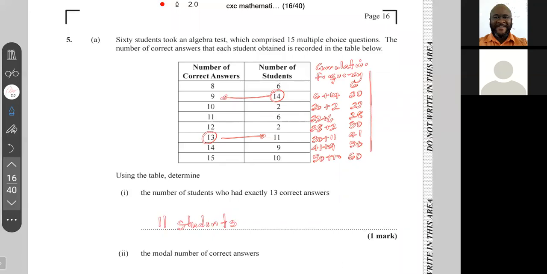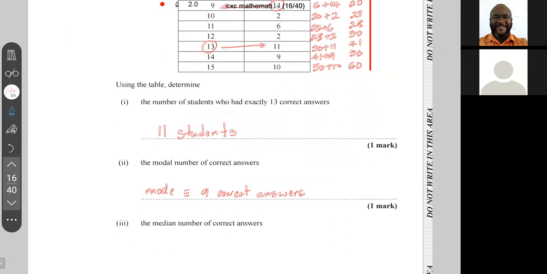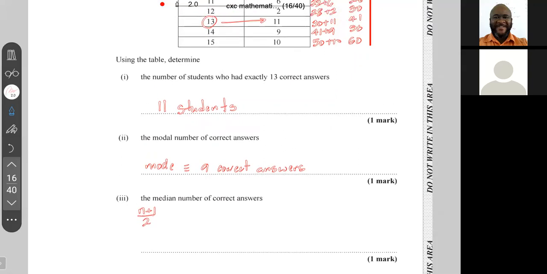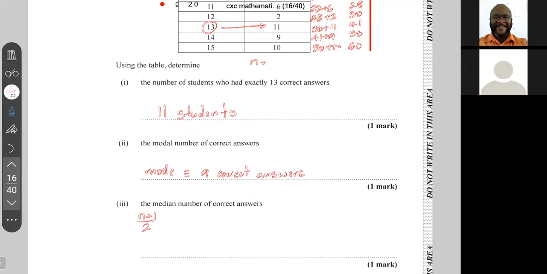All right, what's the next thing we need to do? The next thing we need to do is calculate (n plus 1) over 2. Guys, n is the sum of the frequency. So n is equal to 60. We just added the frequency and we got 60. So this is (60 plus 1) over 2. This is 61 over 2. This is 30.5th.